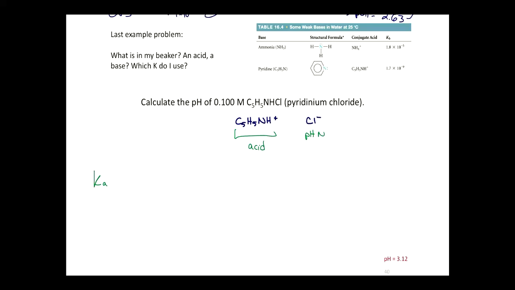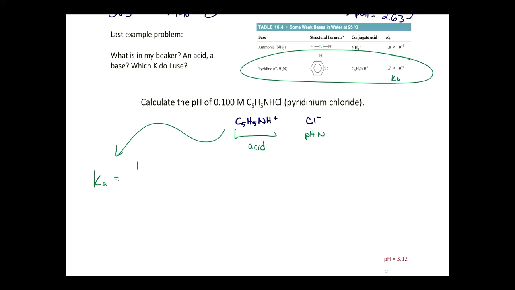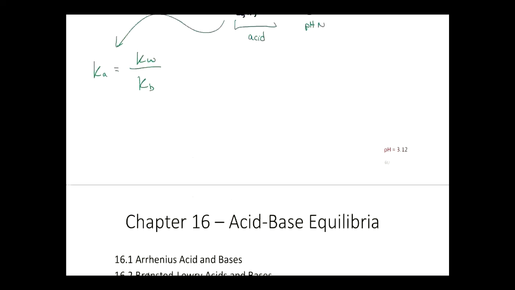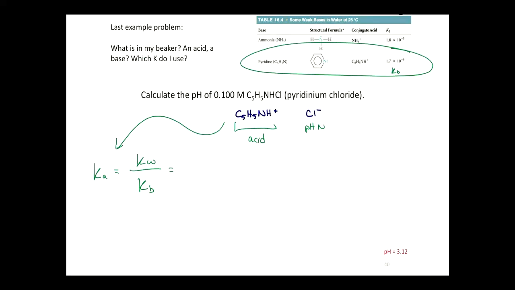So I want to use a Ka expression, right? But if you look at this, did I give you the Ka of pyridine? Nope, I gave you this 1.7 times 10 to the negative 9. That is Kb, not Ka. All right, so that means Ka for pyridinium is equal to Kw over Kb. Can you tell me without doing the ice table, Ka is equal to what after the ice table? X squared over 0.1 minus X, but I'm just going to approximate right away, right?